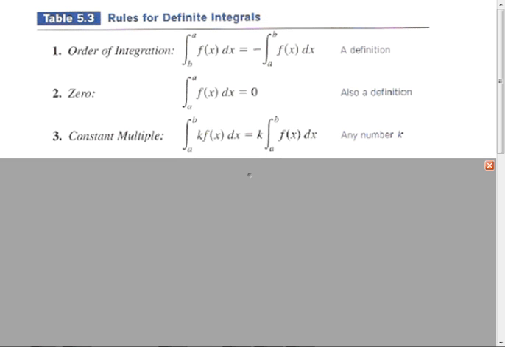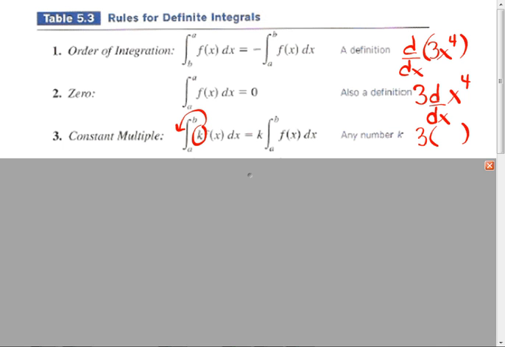Now, what this is saying is that if I have a constant times my function, right here, I can pull the constant out. And you remember when we did derivatives, like the derivative with respect to x of 3x to the 4th. Remember, we pulled the constant out. Well, we just went right to the answer, but we could have written it this way: 3 times d/dx of x to the 4th. And what's the derivative of x to the 4th? 4x cubed. So the answer would be 12x cubed.